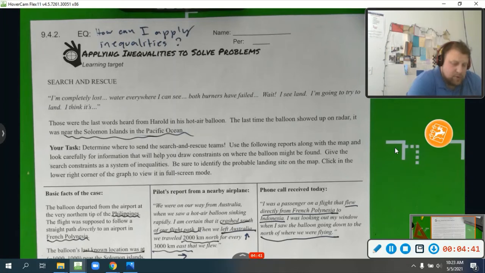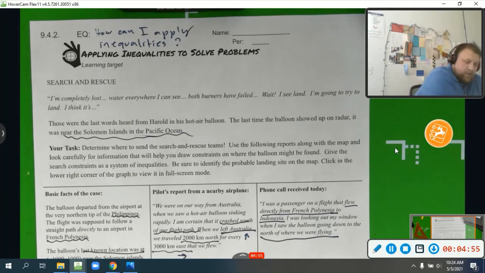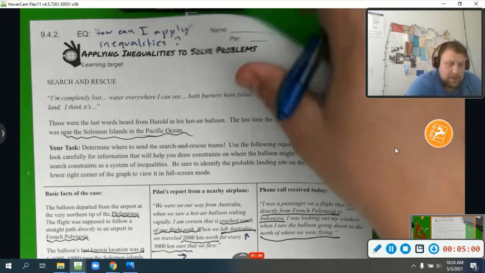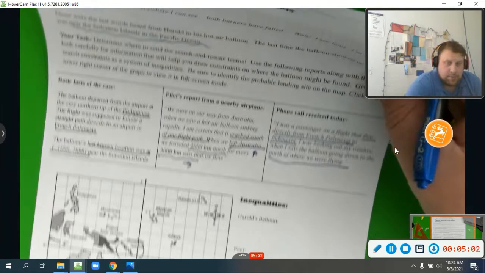Use the following reports along with the map, and look carefully for information that will help you draw constraints on where the balloon might be found. Give the search constraints as a system of inequalities. Be sure to identify the probable landing site on the map. Click on the lower right corner of the graph to view it in full screen. Oh, well, we can't do that clearly because yours is a printout of the map.